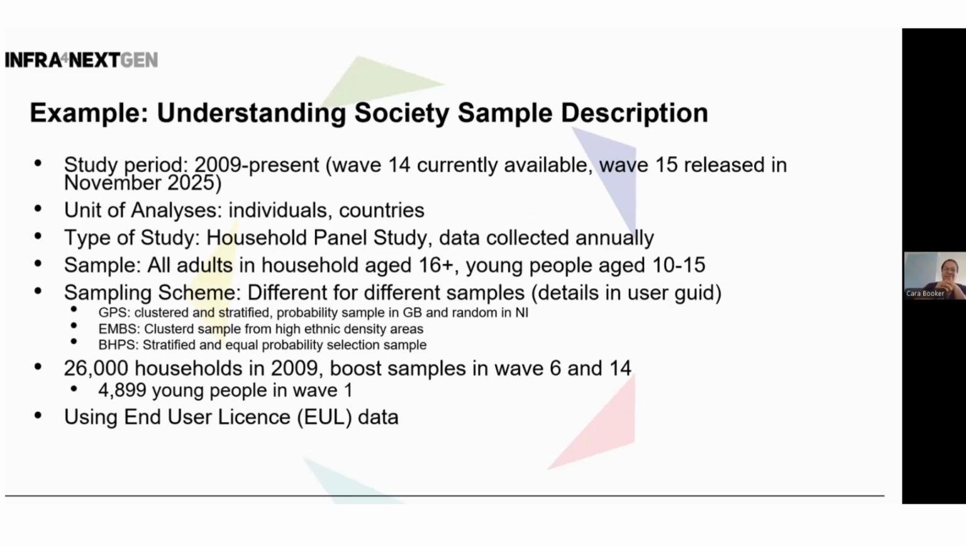So some examples of how I've used data to analyze secondary data. So using Understanding Society, as I said, it's a longitudinal study. The unit of analysis is individuals. You can also do it by countries or regions. Data is collected annually. It's got a very complex sampling scheme, but overall it's clustered, randomized, equal probability, and you're also given weights to address some of these issues. And I'm using the end user license data.